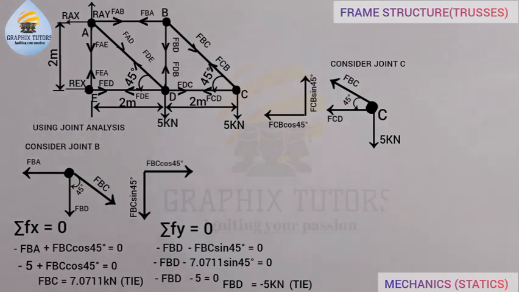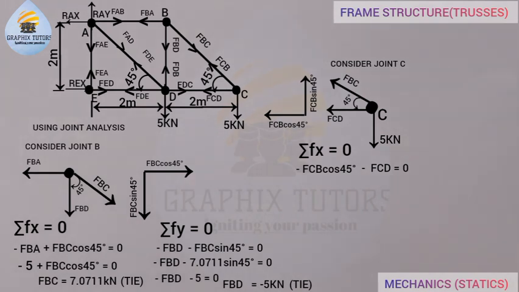In doing that, the summation of Fx will now be equal to 0. We'll consider the forces acting towards the right to be positive and the forces acting towards the left to be negative. So let's see. We'll have minus FCB cos 45, just like what we have here going towards the right, and minus FCD equals 0. Is that taken here now?